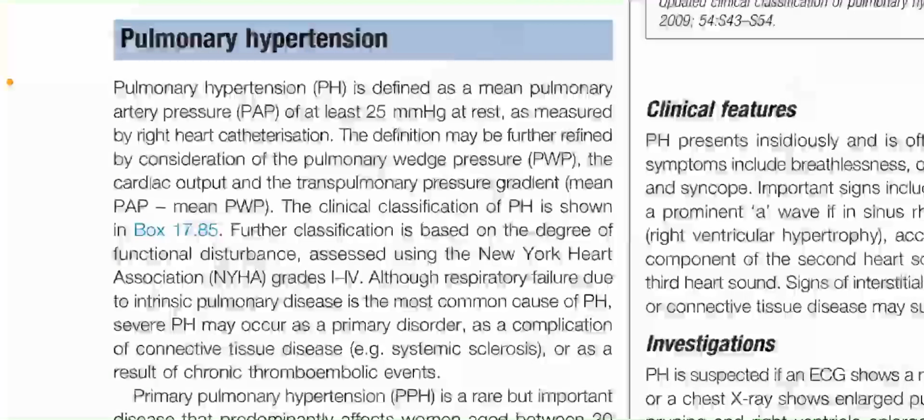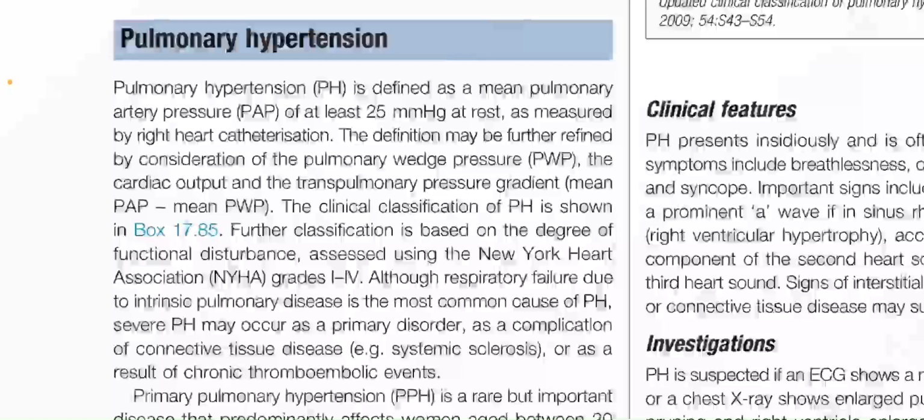Pulmonary hypertension. Pulmonary hypertension is defined as a mean pulmonary artery pressure of at least 25 mmHg at rest, as measured by right heart catheterization. The definition may be further refined by consideration of the pulmonary wedge pressure, the cardiac output, and the transpulmonary pressure gradient, that is mean pulmonary artery pressure minus mean pulmonary wedge pressure. The clinical classification of pulmonary hypertension is shown in box 1785.